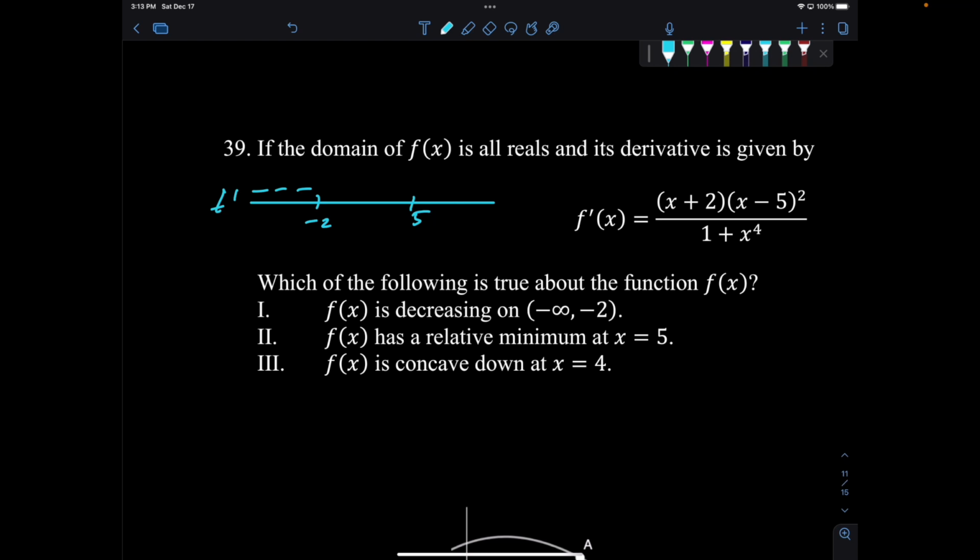x plus 2 is to the first power. So at the 0 of that, -2, you're going to get a sign change. So this will be plus, or you can just plug in 0 because it's between -2 and 5. If you plug in 1 billion, you're definitely going to get positive. All right, so based on this, f of x is decreasing on -infinity to -2. That is definitely true. f of x has a relative minimum at x equals 5. At x equals 5, there's no sign change of f prime, so that's false. And then concave up, no, down, either one.